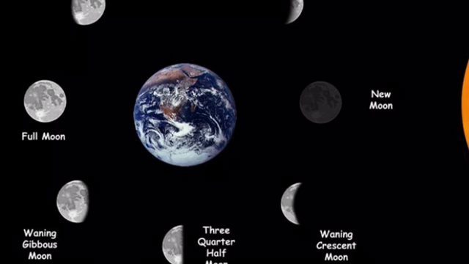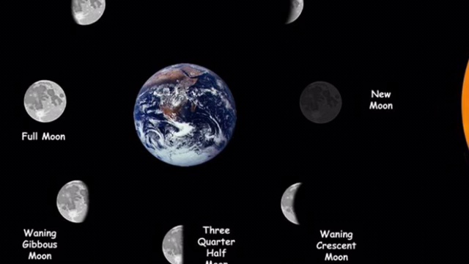Here are the phases of the moon. First, we have the new moon, where the moon is not visible at all. Then, we have the waxing crescent, where we can only see a sliver. Then, there's the first quarter, which is also the half of the moon.